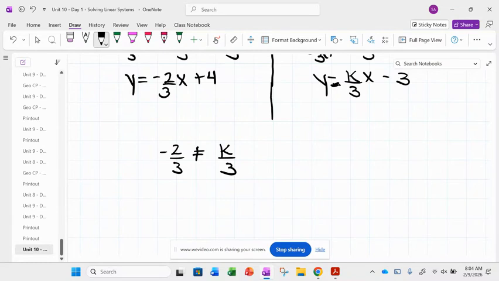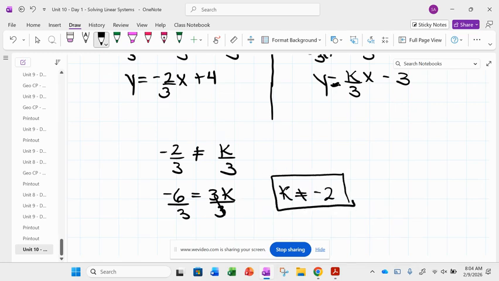I think this is pretty self-explanatory. What can k not equal? Good. K cannot equal negative 2. But what you can do is just cross multiply and get negative 6 equals 3k. If it wasn't so self-explanatory, divide by 3, and we can make sure that k does not equal negative 2. And that's your answer, yes.